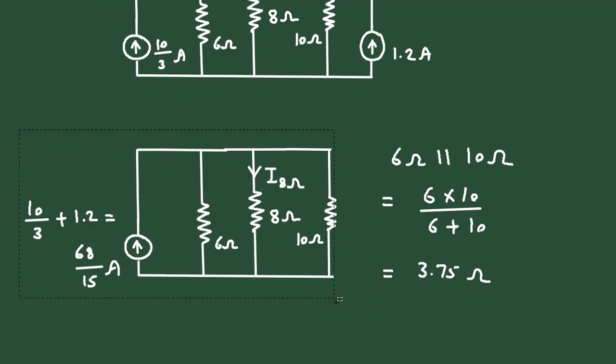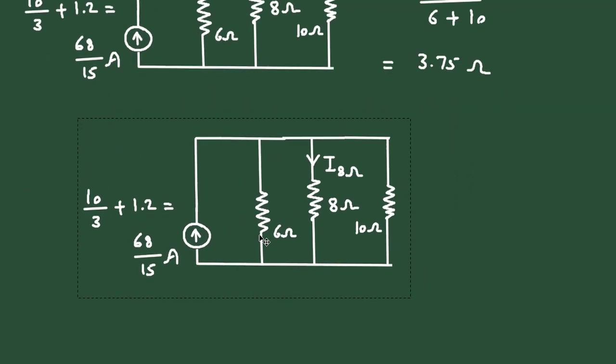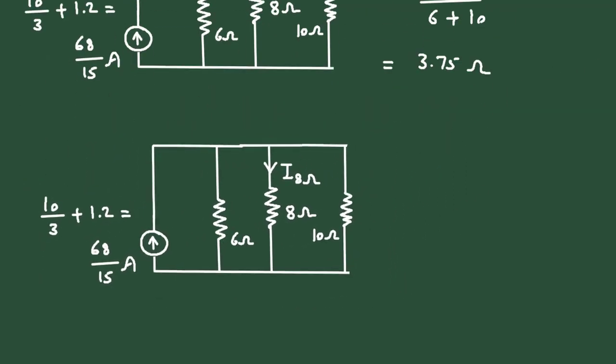So again we will copy this circuit one more time. And now we will make a single resistor of 3.75 ohm. Now we can easily find the value of I8 ohm by using the current division rule.